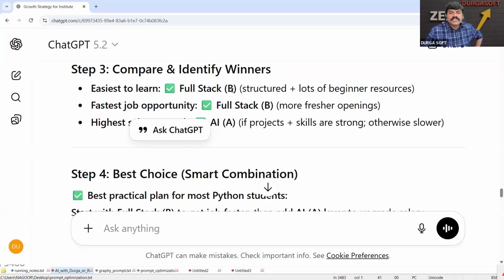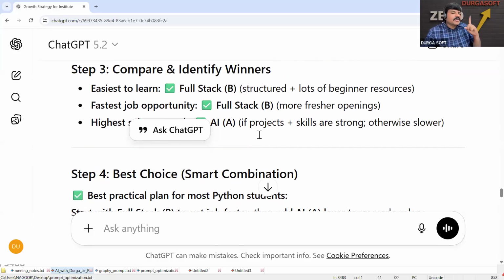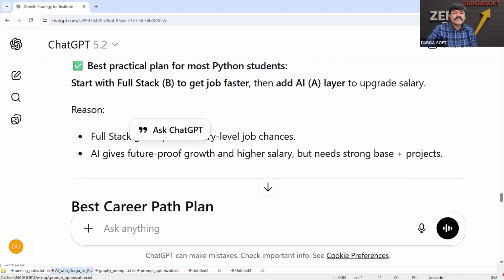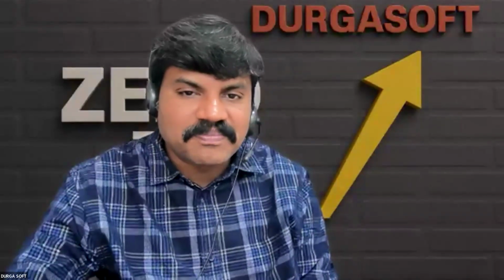Easy to learn: full stack. Fastest job opportunity: full stack. Highest salary growth: artificial intelligence. Then automatically the best choice is a smart combination. How it tells is wonderful. Start with full stack, get the job faster, and then add an AI layer to upgrade salary. Wow, wonderful. My suggestion is also the same.